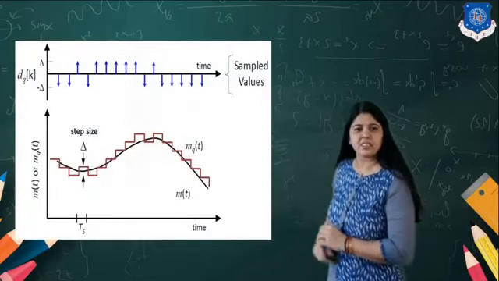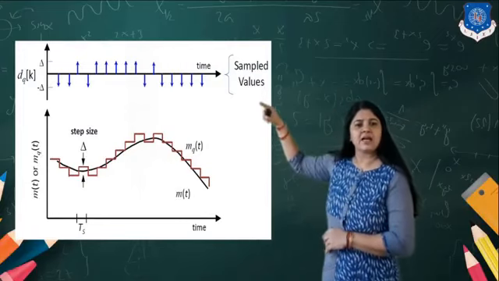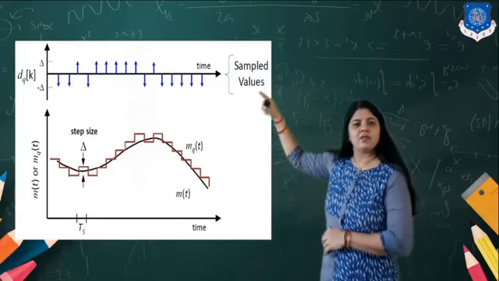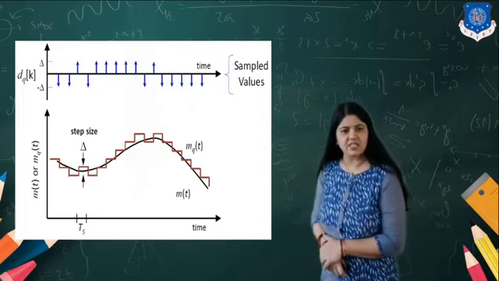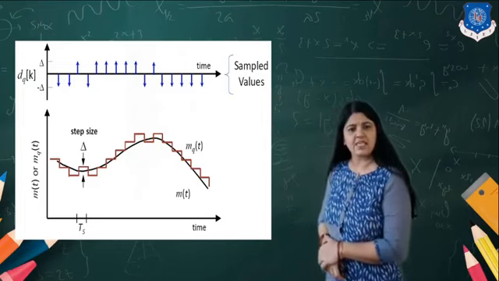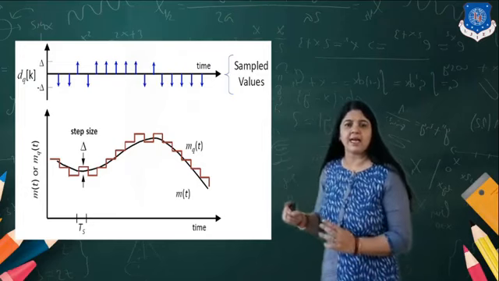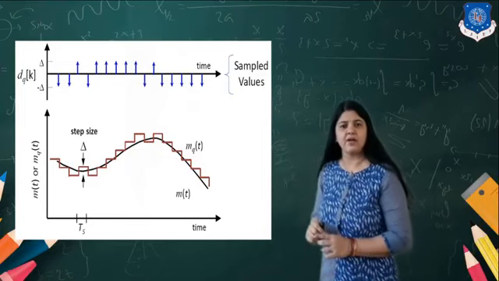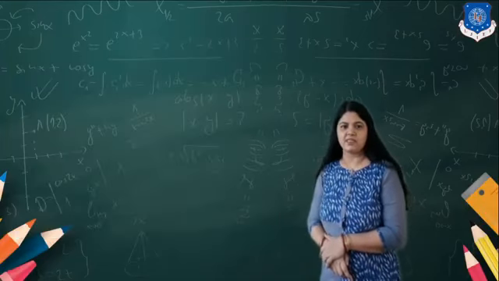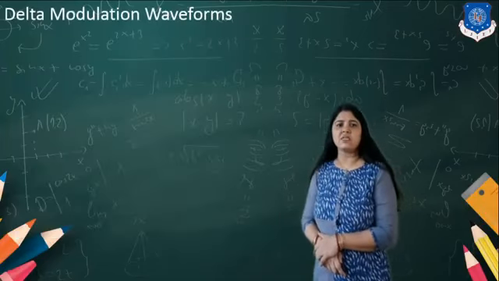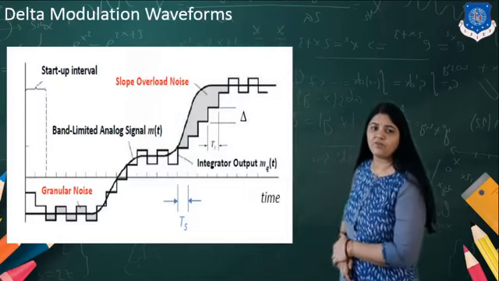Here you can see the delta difference. According to that, the sampled values are generated, and according to the samples generated, a step is produced, and that step can be of equal size. Now this is the delta modulation waveform.